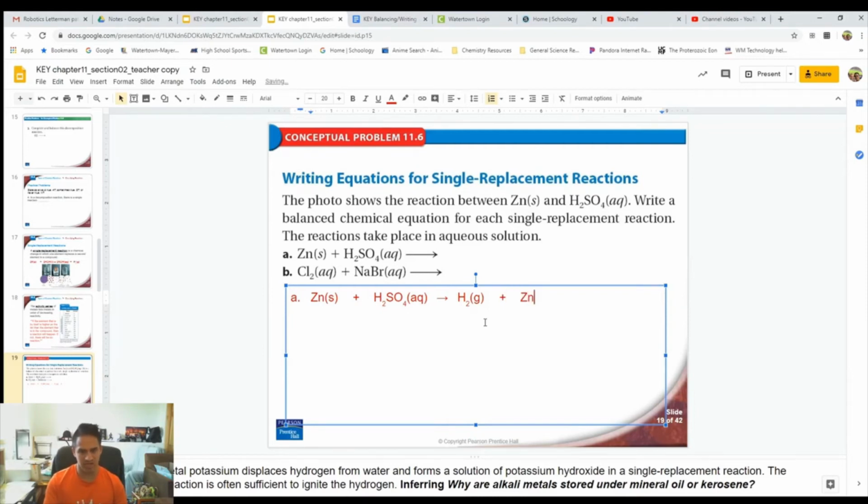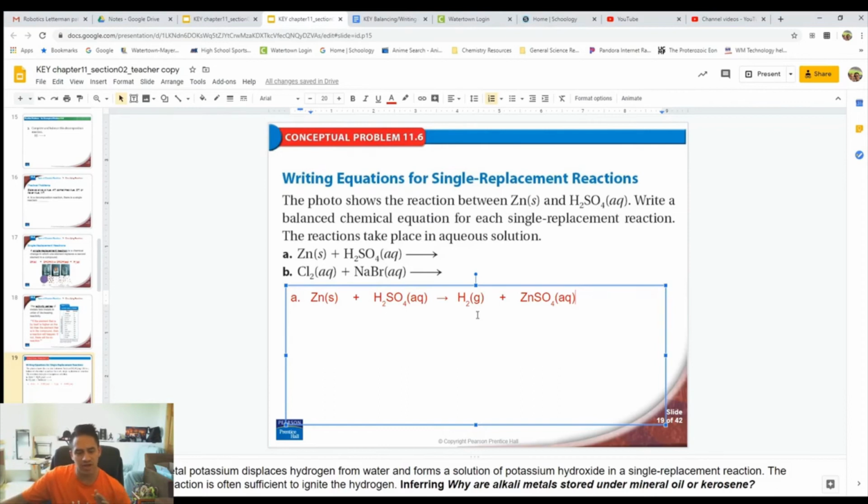So the Zn is going to be paired with the sulfate ion. And I think it's aqueous. We actually can check. I'm pretty sure it's aqueous though. Yeah. Yes, it is. Okay. Sorry, I'm just looking at my periodic table. So these are our products.